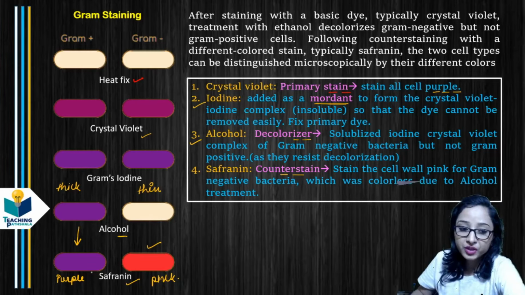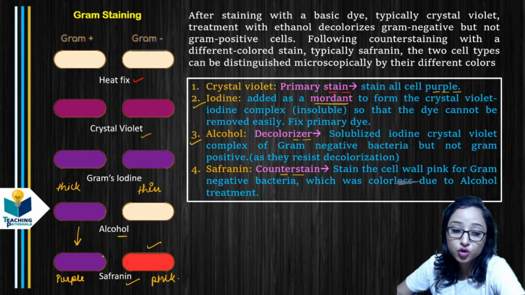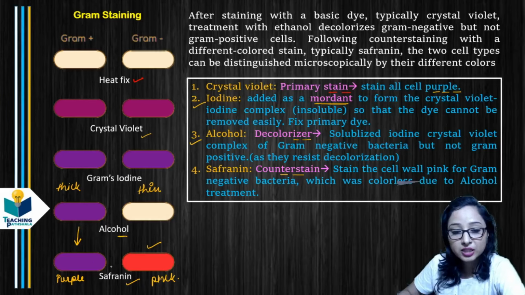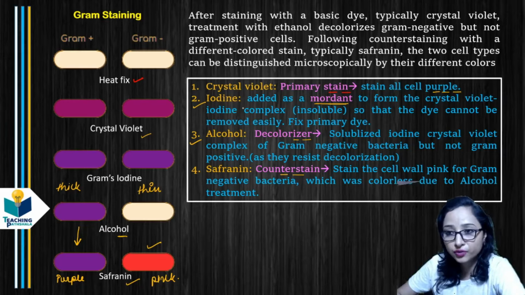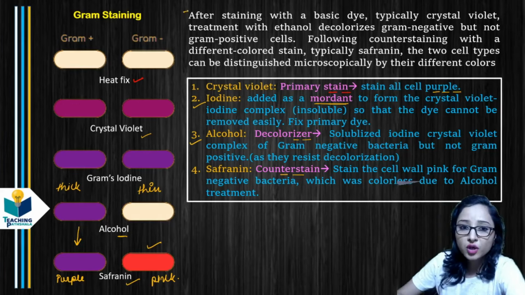And we can say that if the stain appears pink under the microscope, we will conclude that this sample is a gram negative bacteria, and if it appears purple, it is a gram positive bacteria. So these are the functions of the different reagents which we use: the crystal violet, gram's iodine, alcohol and safranin. So that is what is mentioned here.